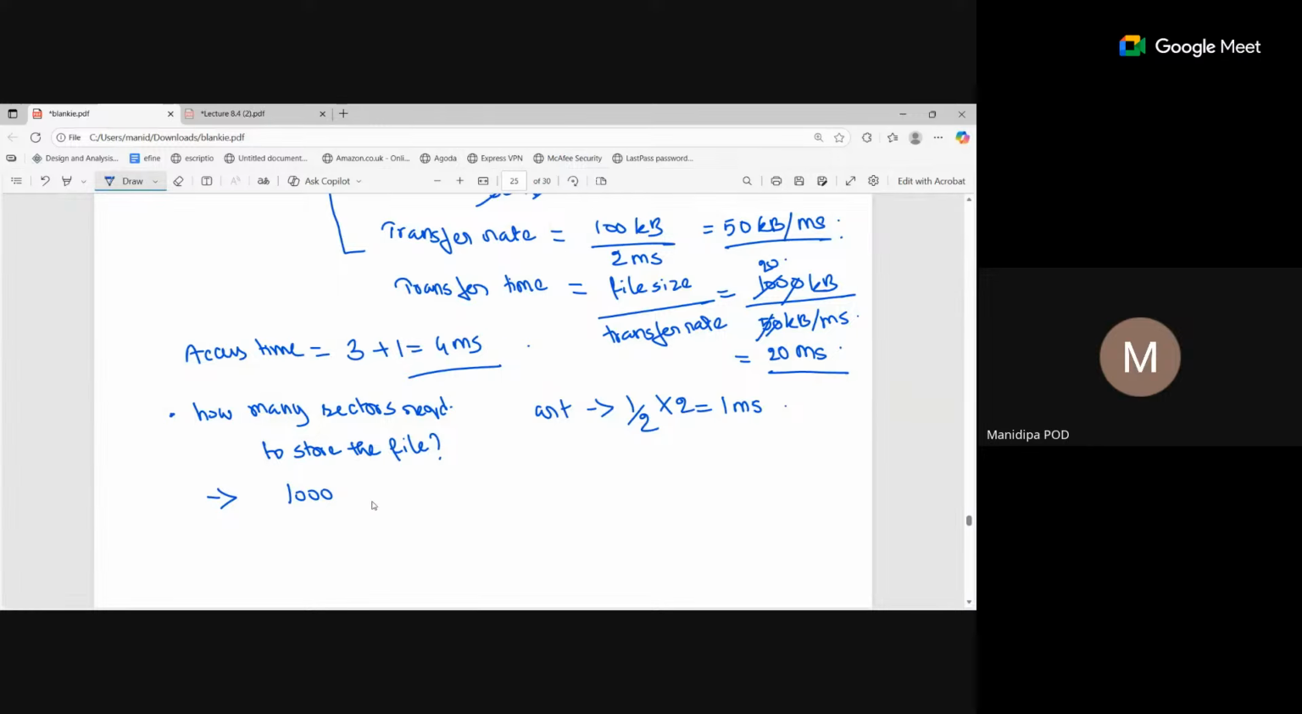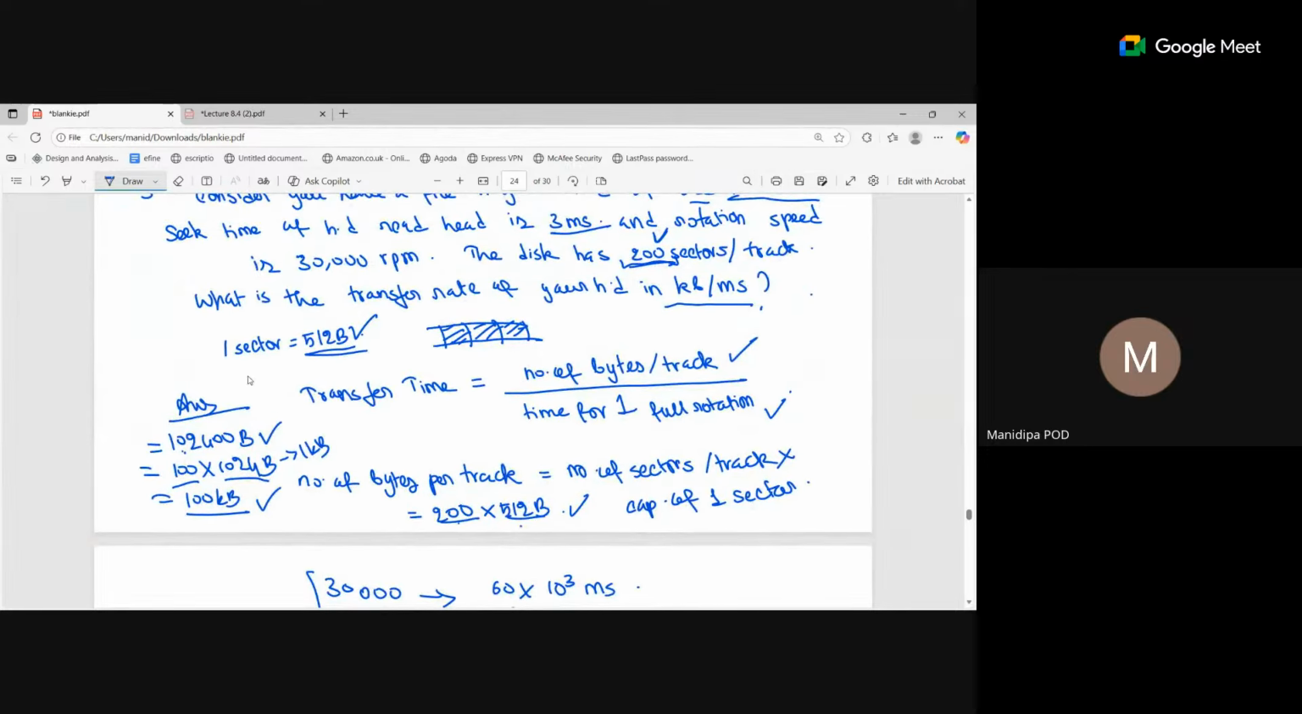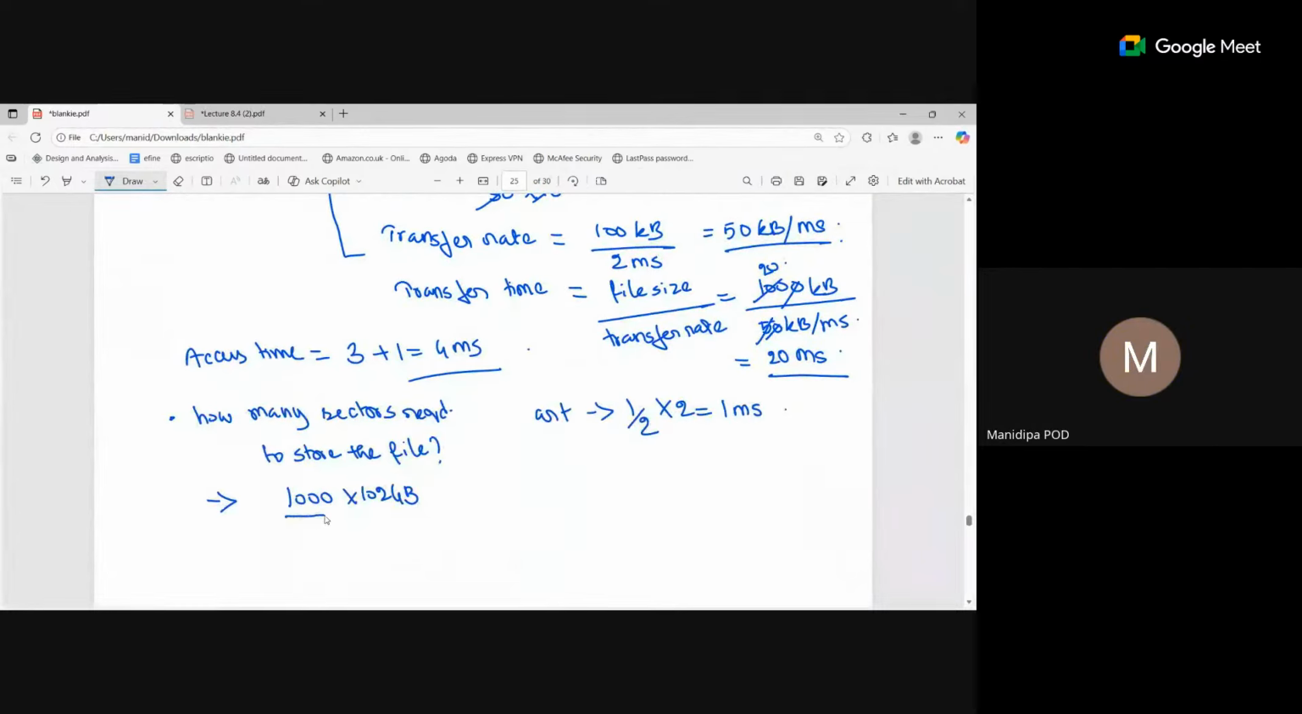1 KB is how many bytes? 2 to power 10. 1024, right? So 1000 KB is 1000 into 1024 bytes. How much can one sector store? 512. So this is the total number of bytes present in the file. Each sector can store 512 bytes. So how many sectors we need to store this entire file is 2000 sectors.